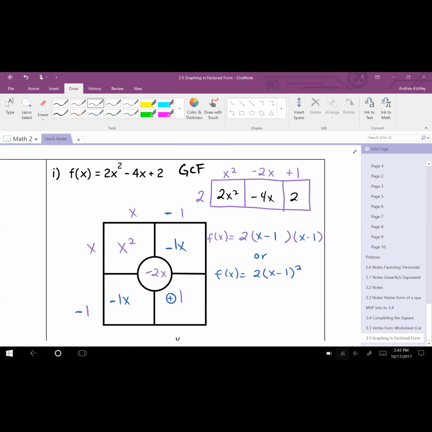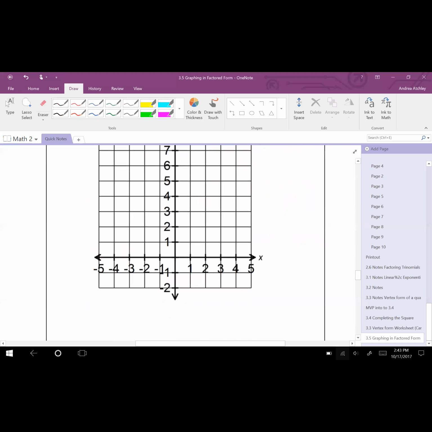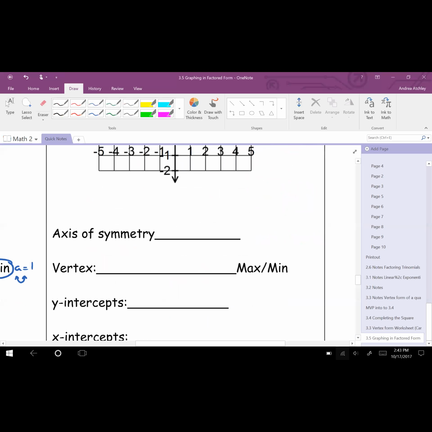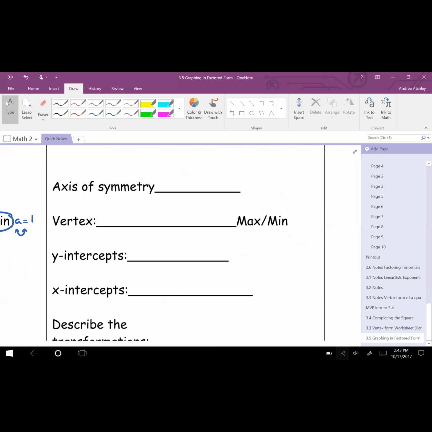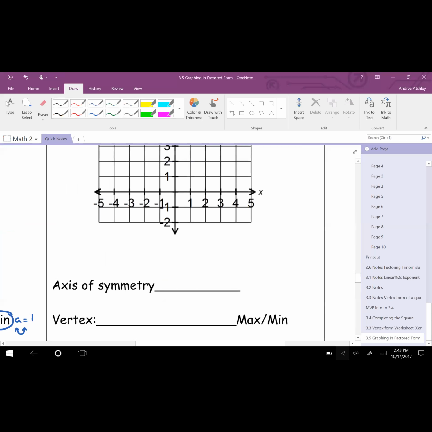Okay, from there, we can graph this. I have my x-intercepts at 1 and 0. And they're both 1 and 0. So it's just 1 and 0. There's only one x-intercept.